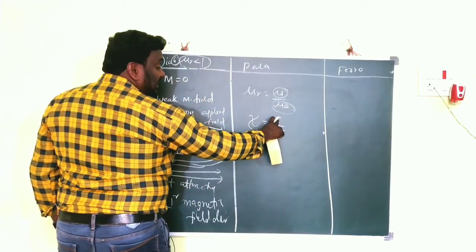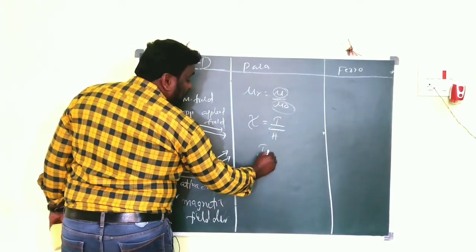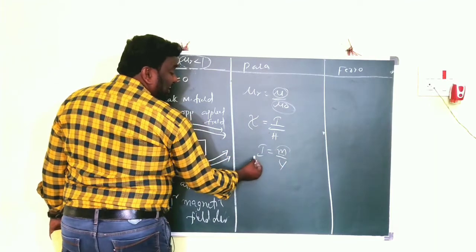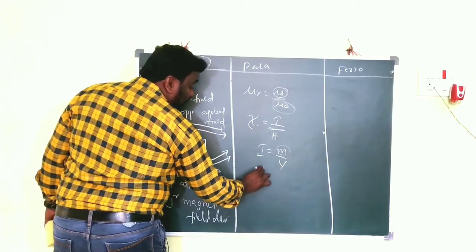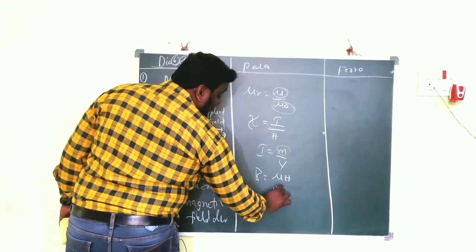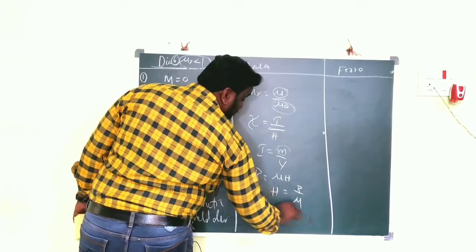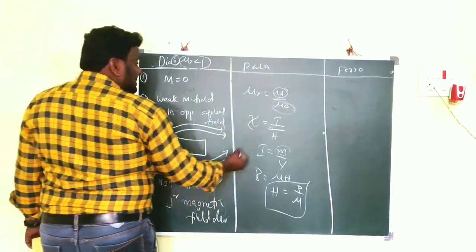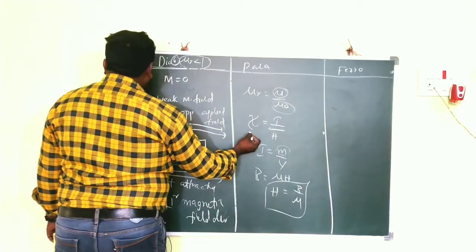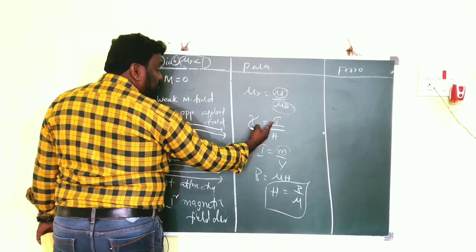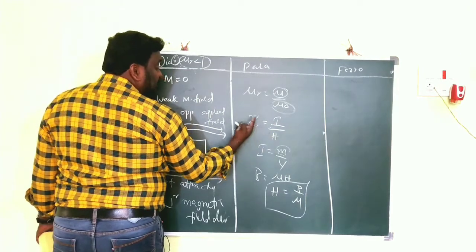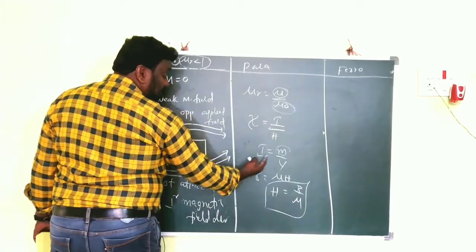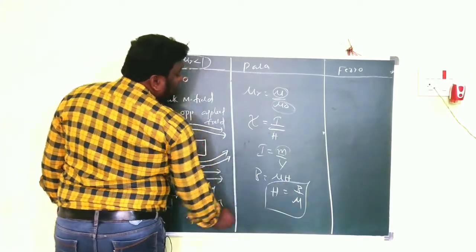I is the intensity of magnetization, and I can be written as M by V. Magnetic moment in a particular volume is called intensity of magnetization, and we know that B is equal to mu H, and H is equal to B by mu. This is the intensity of magnetic field. Clear? Susceptibility can be defined as the ratio of intensity of magnetization to the intensity of field. That is the susceptibility, and intensity of magnetization can be written as M by V and H can be written as B by mu, children.